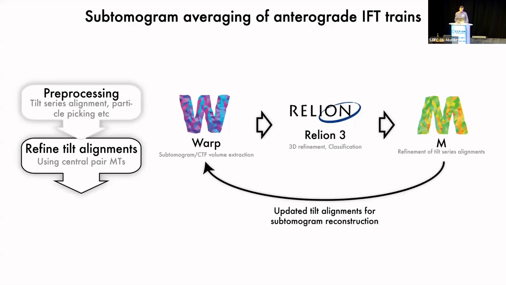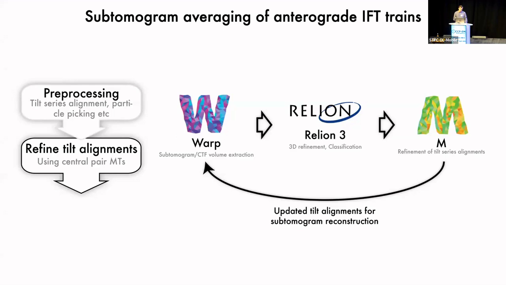So the idea is that you would extract your subtomograms in Warp, you'd get a 3D refinement in RELION, and then in M, you would do your refinements of your tilt series alignments. If you're not familiar, this is broadly similar to particle polishing in single particle workflows, where you go back to your individual subtomograms, your individual particles, and work out the best way to align all of the tilt series to maximize your signal in your particle. And this generates a local map of the optimized tilt alignments throughout your tomogram.